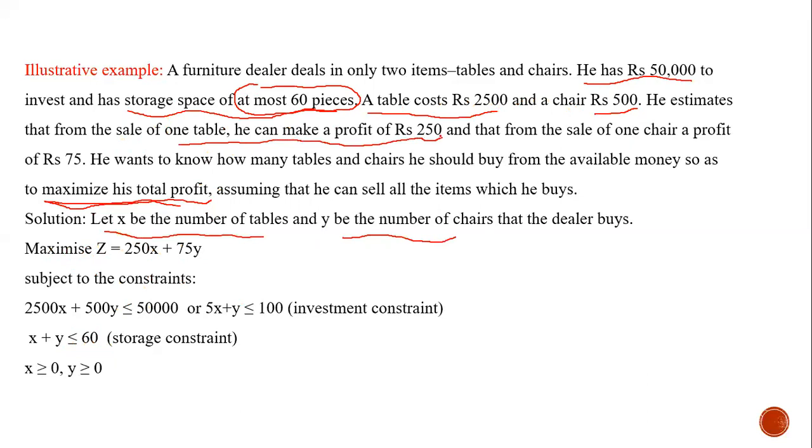So by selling X number of tables, he makes a profit of 250 into X. Similarly, by selling one chair, he makes a profit of rupees 75. So the total profit by selling the chairs can be written as 75 into Y. So this is the objective function. And here X represents the table and Y represents the chair.